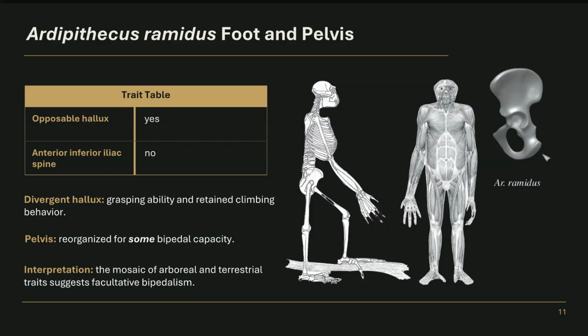Lovejoy, Simpson, White, Asfaw, and Suwa, 2009, characterized Ardipithecus as a careful climber rather than a knuckle walker. This interpretation places Ardipithecus in a locomotor category distinct from both modern African apes and later habitual or obligate bipeds. The strongest classification is facultative terrestrial bipedality, with substantial retained climbing adaptations.